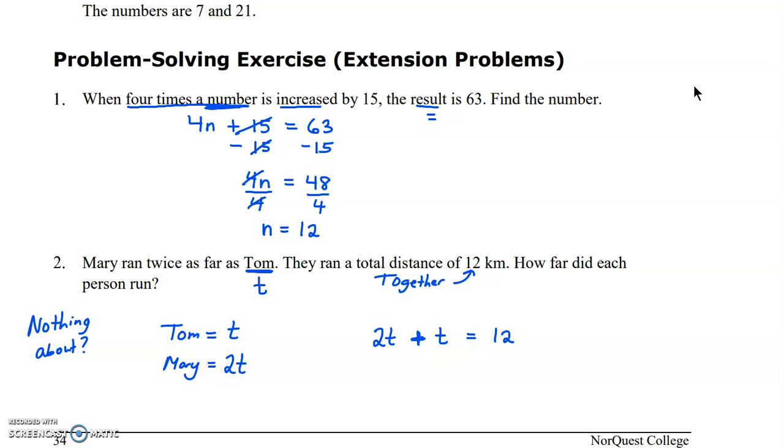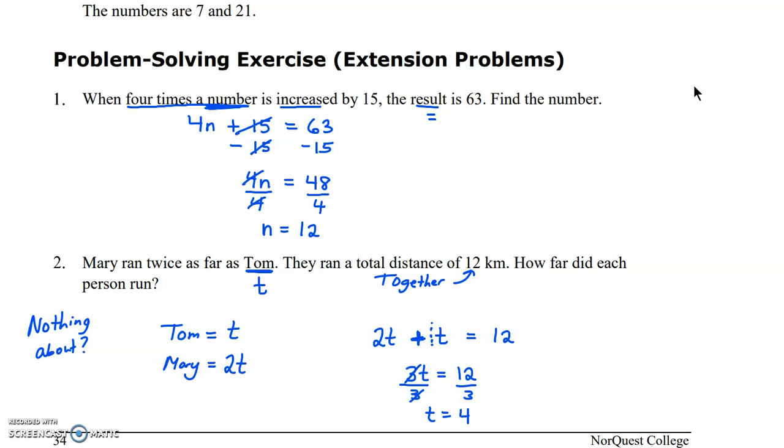Now we can solve, because what we have here are like terms. 2t plus 1t is equal to 3t. I'm combining my like terms. 3t is equal to 12. And now I can isolate t. I can divide by 3 and divide by 3, leaving me with t is equal to 12 divided by 3, which is 4.